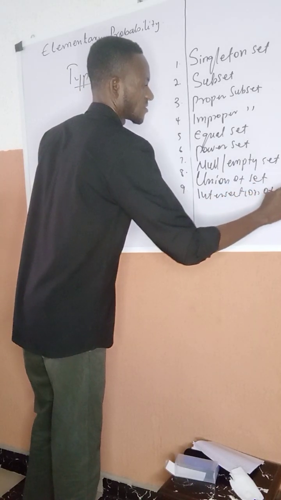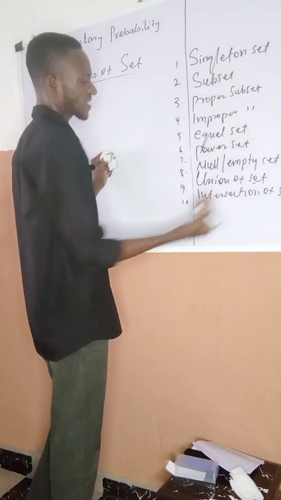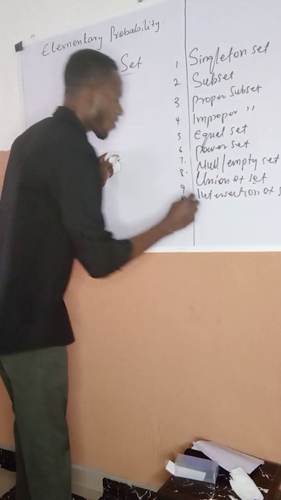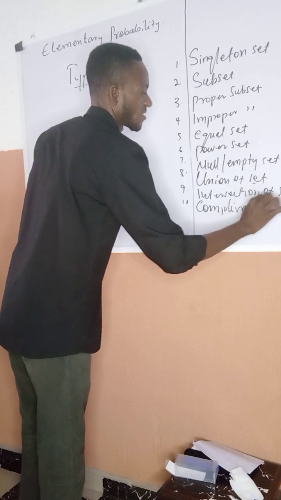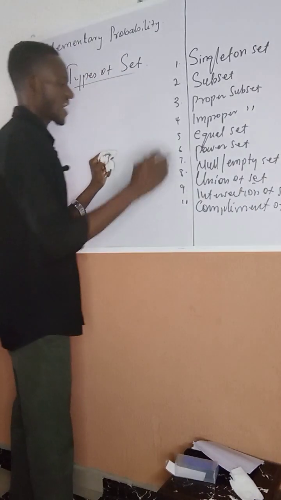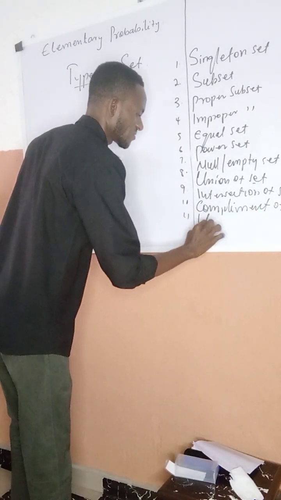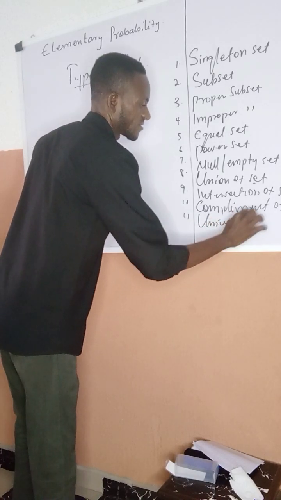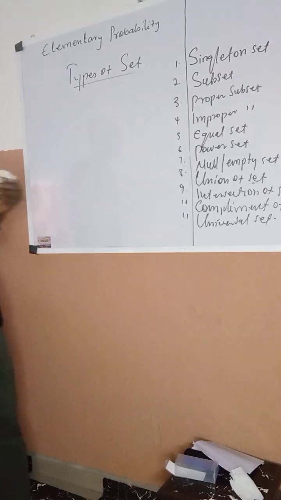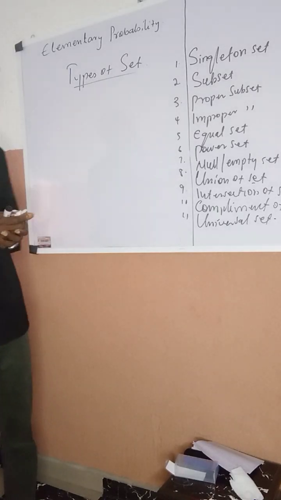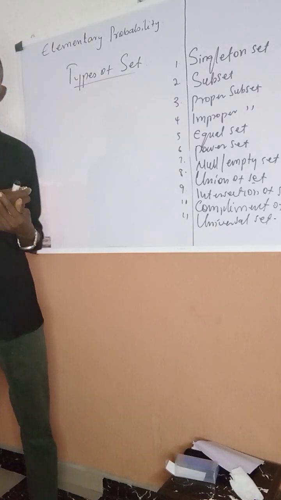Then we have union of sets, intersection of sets, and complement of sets. Then we equally have what we call the universal sets. We are going to look at these sets one after the other. When do we say that a set is a singleton set?